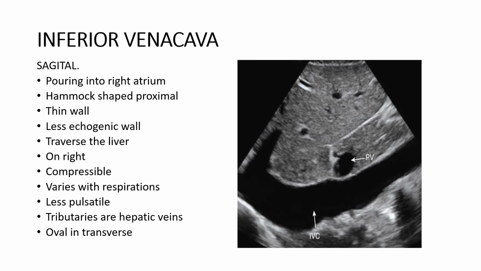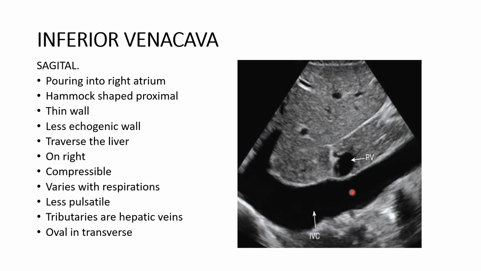Alright, so what of the inferior vena cava? In sagittal, this is how it appears. It is hammock shaped. Here we can see it curving to pour into the right atrium, whereas it traverses through the liver. So we shall have part of the liver lying anteriorly, whereas some part of the liver lies posterior to it. The walls are thinner compared to the aorta and less echogenic.